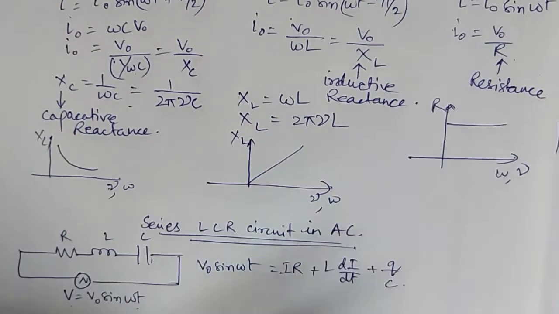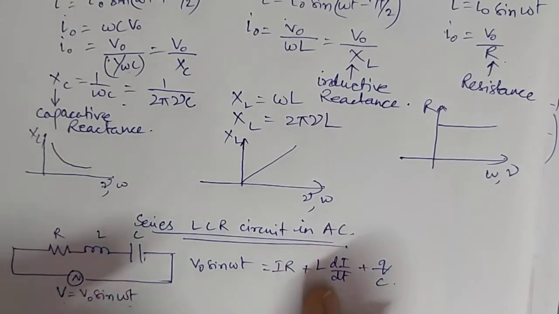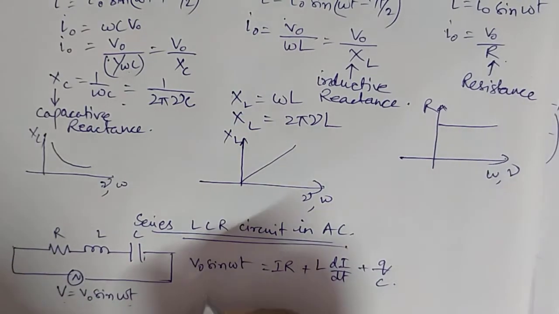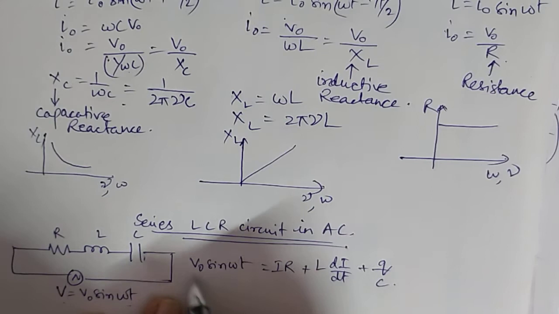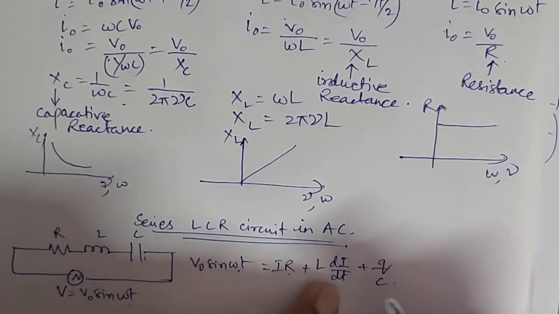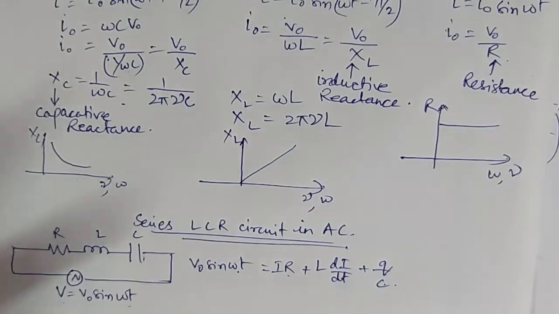This will be the equation for voltage, and this will be a second order differential equation, which in 12th class is not done till now. So the final result will be, basically, the total voltage is equal to the voltage across R, voltage across the inductor, and voltage across the capacitor. But it's not a simple sum, it will be a vector sum.